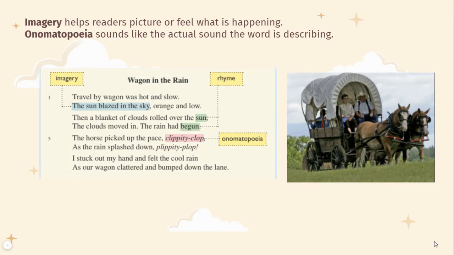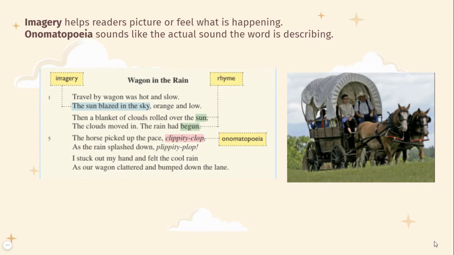The word clippity-clop is used to describe the sound of horses' hooves in the third stanza. What is another example of onomatopoeia in the third stanza? Plippity-plop. What does it describe? The sound of raindrops landing on the ground.